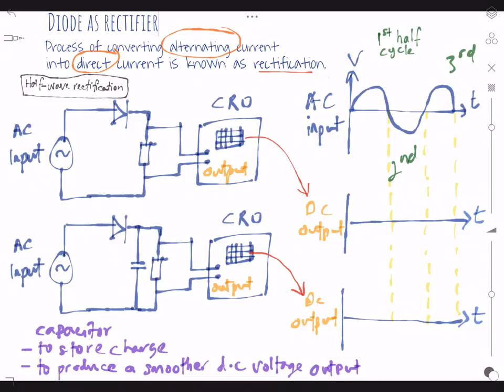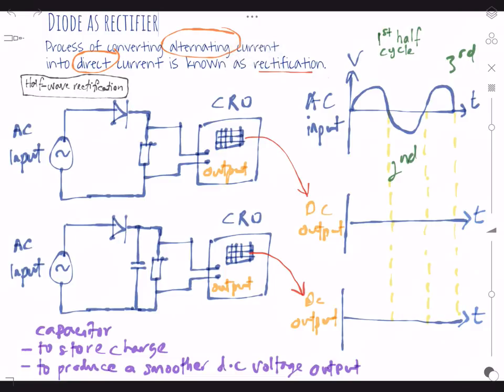Now, look at this. This is a diode. As we have learned earlier, the function of a diode is to allow current to flow in one direction only. This is the current. It does not allow current to flow in the opposite direction. This is not allowed for a diode.